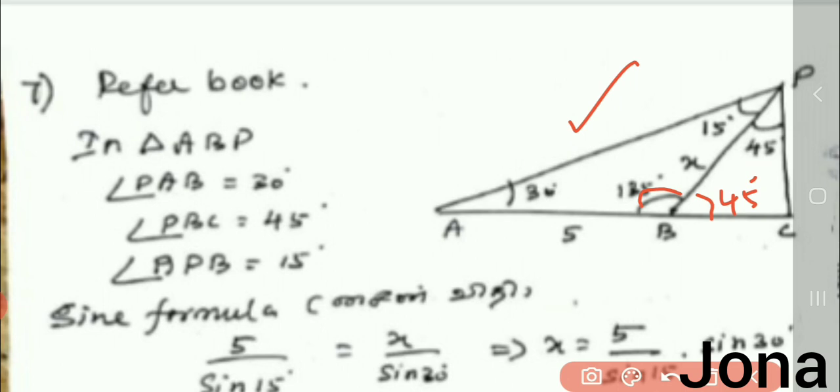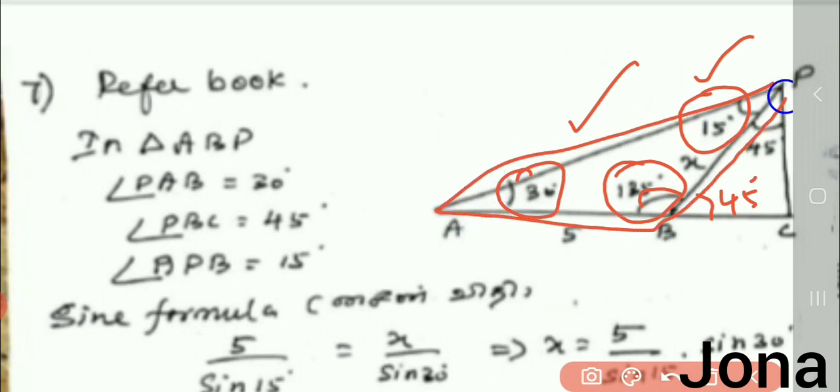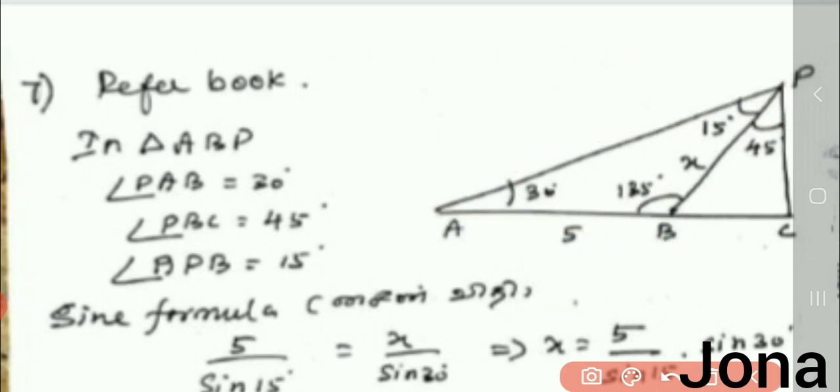Now look at the triangle APB. In this triangle, if it is 30 degrees and 135 degrees, we can easily find this angle as 15 degrees, since the sum of the angles in a triangle is 180 degrees. And then look at the next one. Here this is 45 degrees, given already. We know that this is 90 degrees. Therefore, obviously, this angle is 45 degrees. That's all about the triangles.